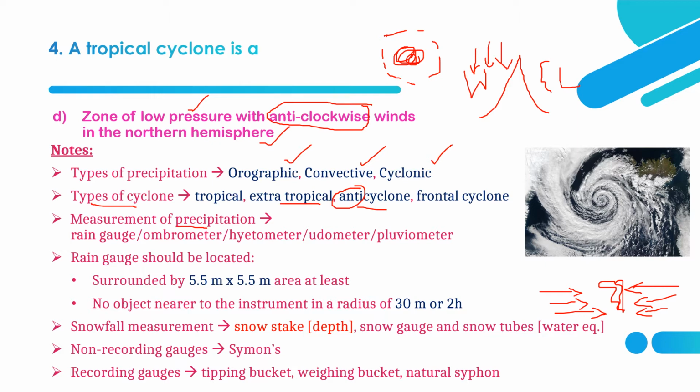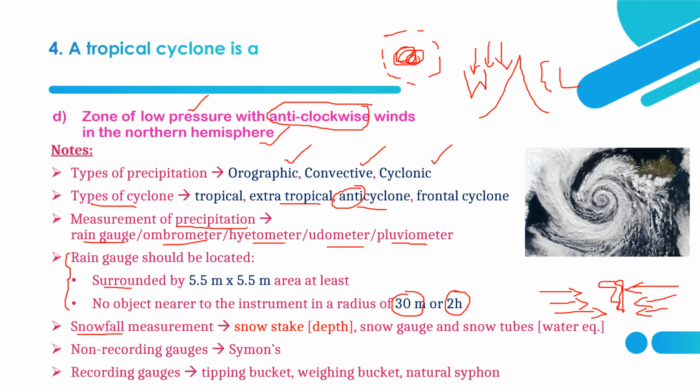And how do we measure precipitation? Using a rain gauge. A rain gauge can also be called an umbrometer, hyetometer, ombrometer, and pluviometer. The location of the rain gauge should be such that it is surrounded by at least a 5.5 meter square area. No object should be nearer to the instrument than a radius of 30 meters, and the height of the object should be less than 2h, where h is the height of obstruction.